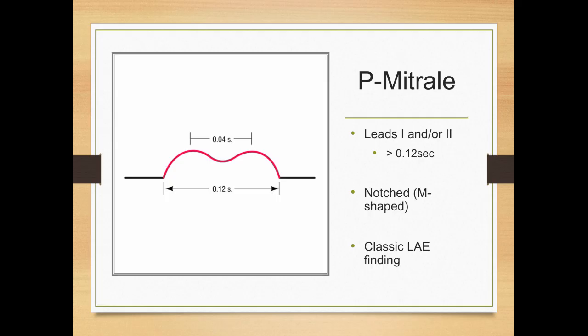But P mitral, you're going to see this notched P wave. And it looks like an M-shaped P wave. So you see a little M, a little notch, a little M in your P wave in lead 1 or 2. Think mitral, think P mitral, and in P mitral we're thinking left atrial enlargement. So if you see P mitral, classic finding of left atrial enlargement. So if we see this, we see P mitral, that little notch in our P wave in lead 1 or lead 2, we have left atrial enlargement.